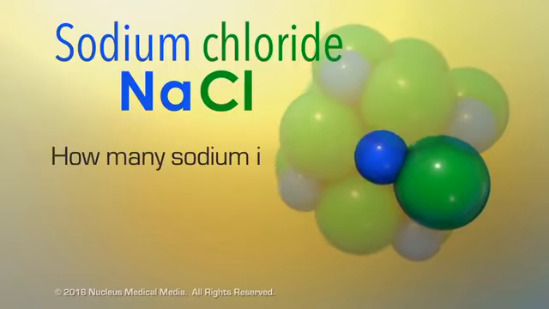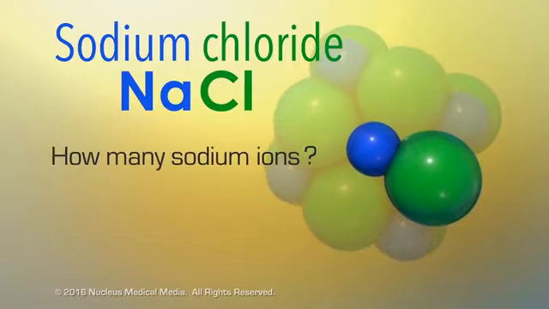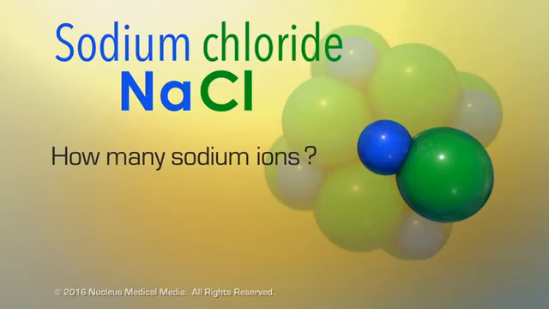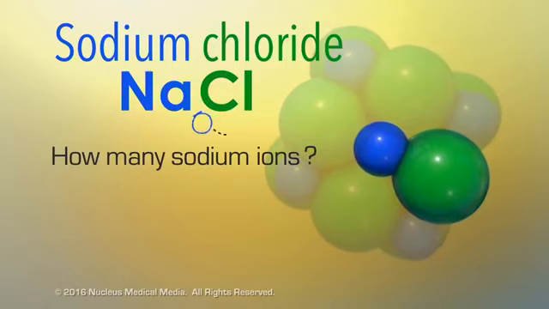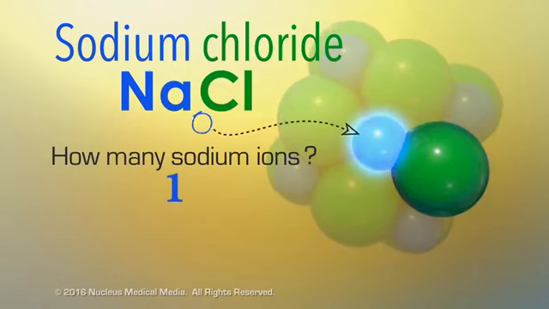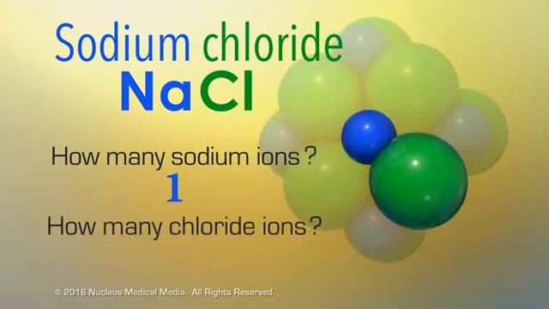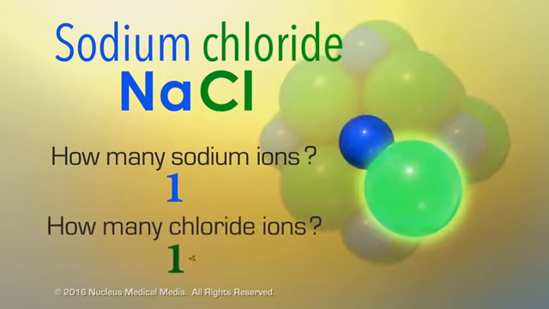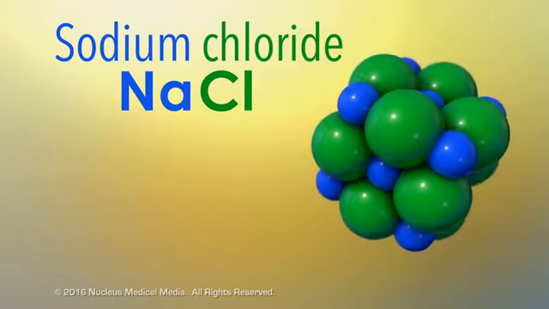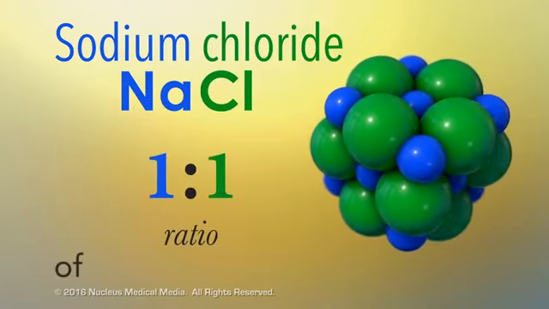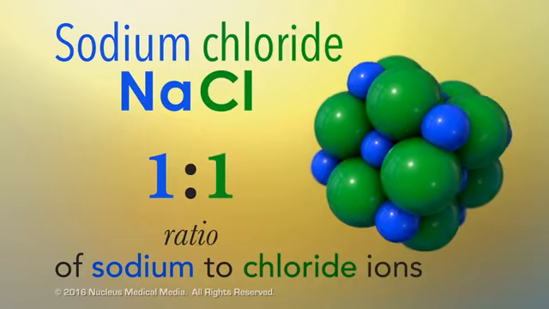How many ions of sodium are there in 1 unit of the chemical formula for sodium chloride? No subscript means there's only 1 sodium ion. And how many chloride ions? Again, there's only 1. So, sodium chloride has a 1-to-1 ratio of sodium to chloride ions.